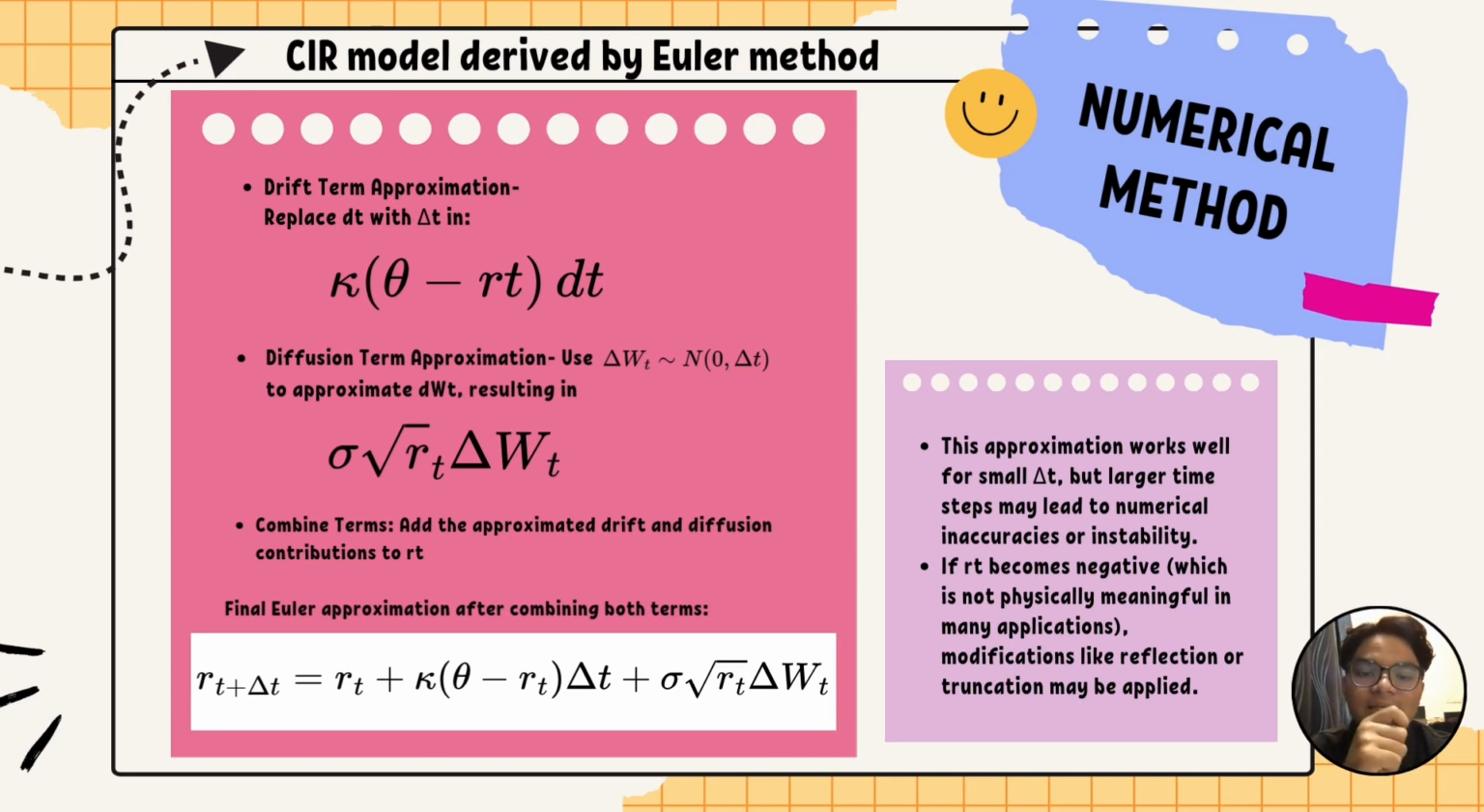While the Euler method is simple and effective for small delta t, it has limitations. First one is numerical inaccuracy. Using larger time steps may lead to instability or error in the solution. The second one is negative interest rate. If R_t becomes negative, the square root becomes undefined. This isn't physically meaningful, so modifications like truncating R_t at 0 or reflecting it can be applied.